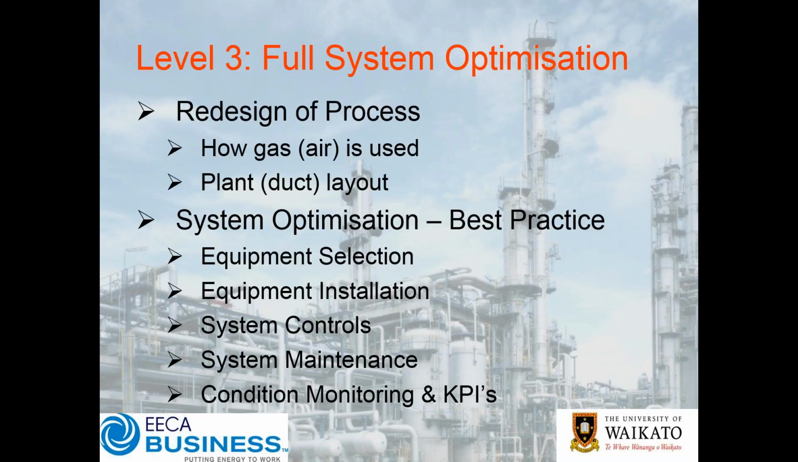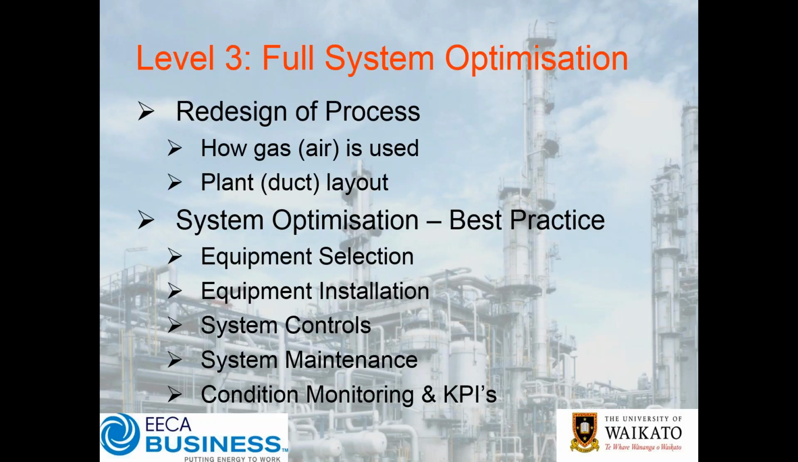Now, once you get past all of these basic duct and configuration opportunities with the system, you can then start to consider the full system optimization. So are there opportunities to redesign the process, look at how the gas or air is used, plant layout, duct layout, temperatures? Have we got the right set points? Do we need to look at changing that? Do we need to tune our process? We can optimize our system.